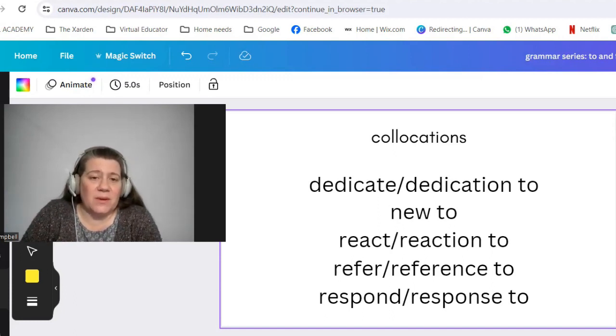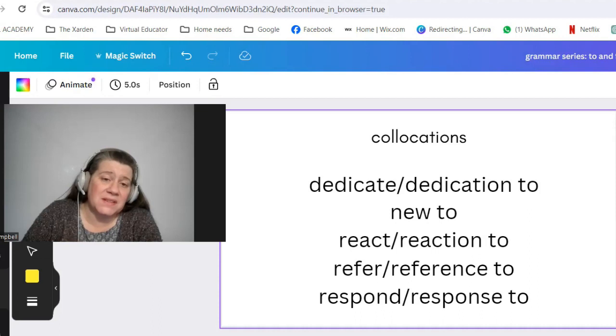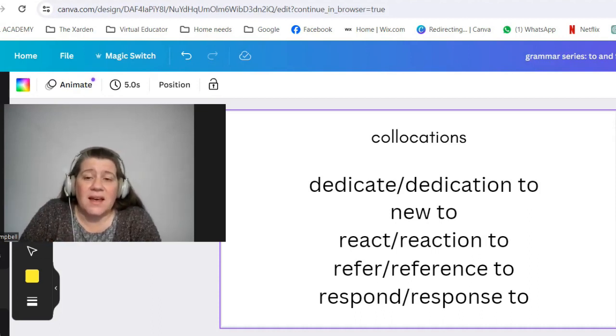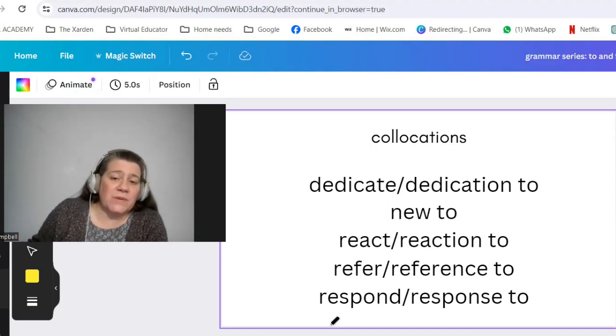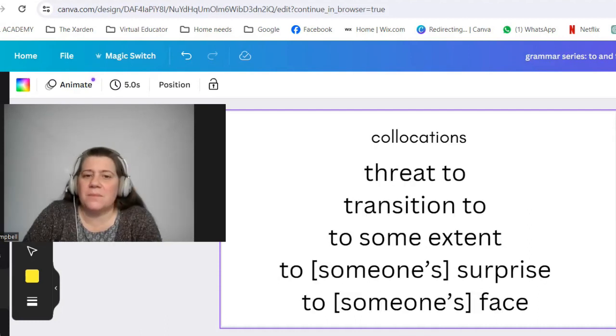Dedication to. I really admire your dedication to your family. New to. She's new to this job. React to or refer to. Earlier, I referred to Grammarly.com, that this is where I got most of this information. Reference to, in reference to is how we would say it, or refer to. And in response to or respond to. Don't become, you better not become a threat to us or I'll take you out. That's, yes, threat to.